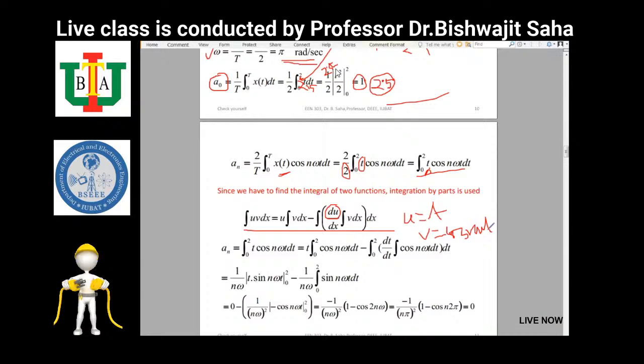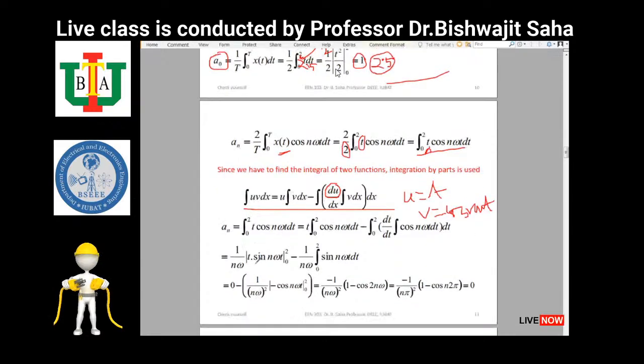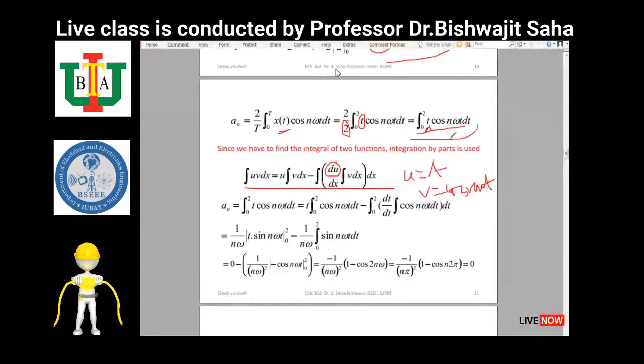So from this line, if T equals, the integral from 0 to T of T cos n omega t dt. Then another trick: the overall integration is one, and another is a single integration. So you need to give the limit only outside the integration, not the inner integration. Okay. Okay, sir.